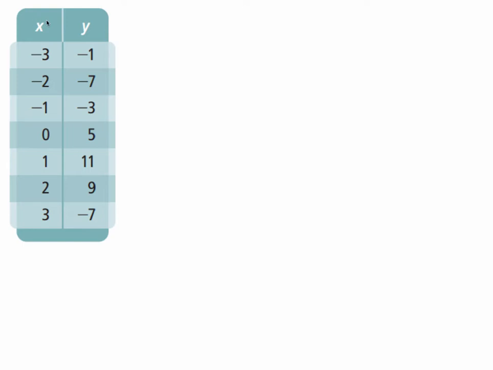The first thing you need to check is your inputs. We go from -3 to -2, -1, 0, 1, 2, 3. So we're always moving up at a 1. So what you need to do now is write your outputs. Don't worry about the inputs. Write your outputs: -1, -7, -3, 5, 11, 9, -7.